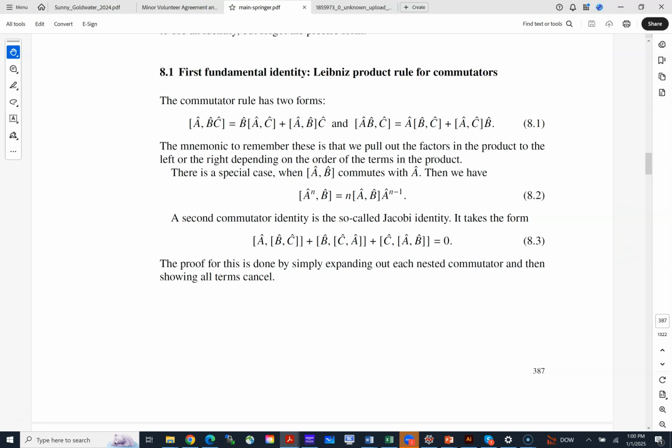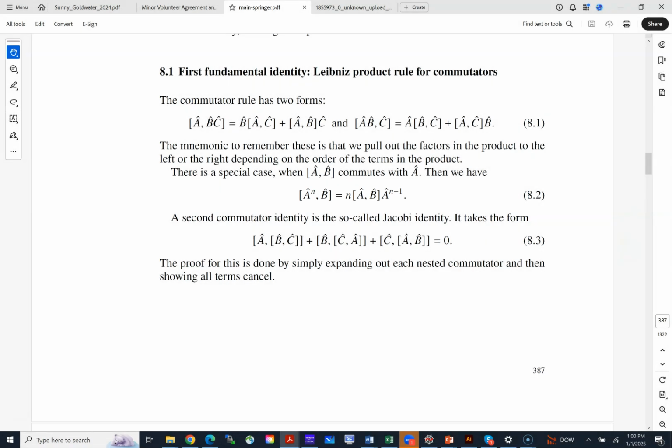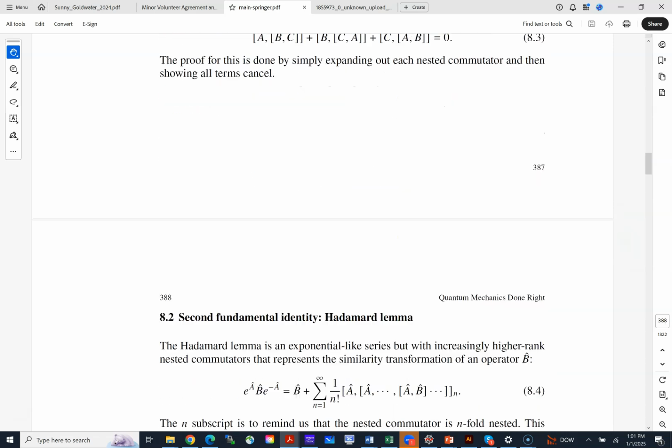You can see an example of that in equation 8.2, which shows when you evaluate a commutator of a to the n with b, you get n times the commutator of a with b times a to the n minus 1. So if the commutator of a with b is a number, like it is with position and momentum, then you end up getting something that acts like a derivative. In addition, there's another identity that is an important one, but one that we don't use very much, called the Jacobi identity, and we show that one here as well.